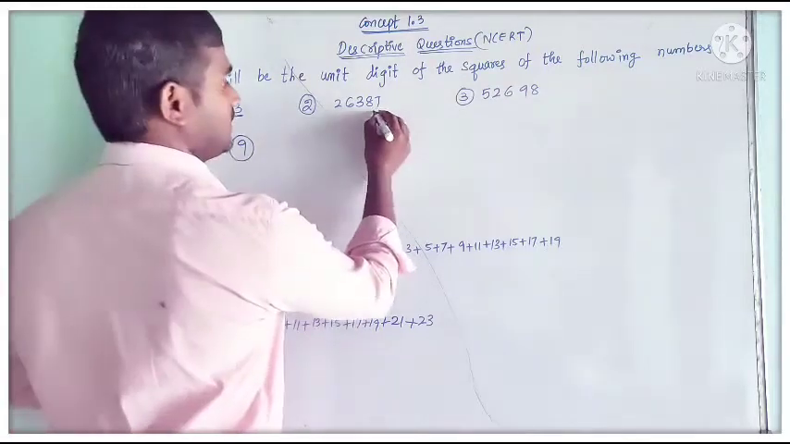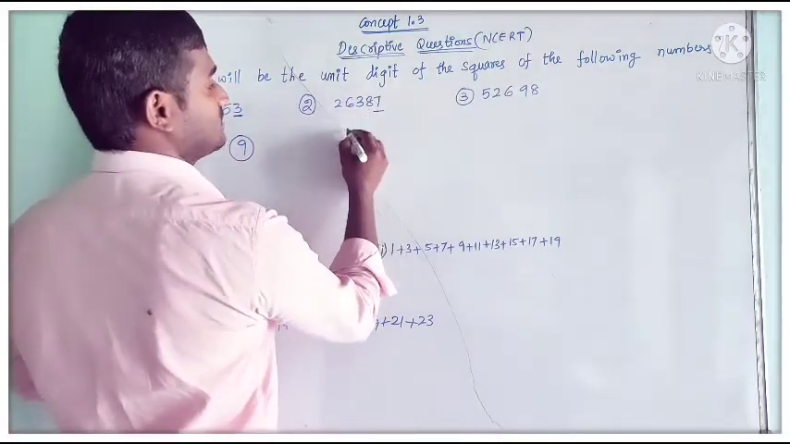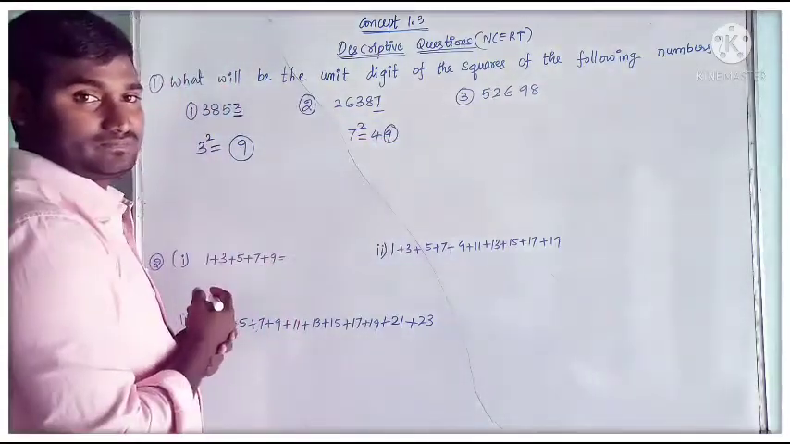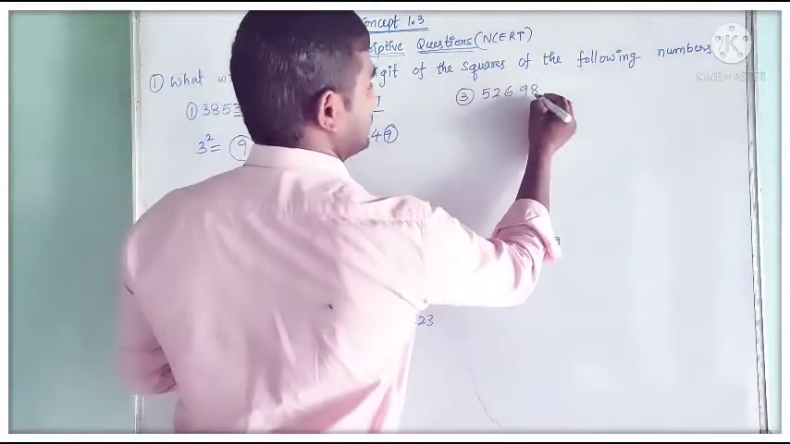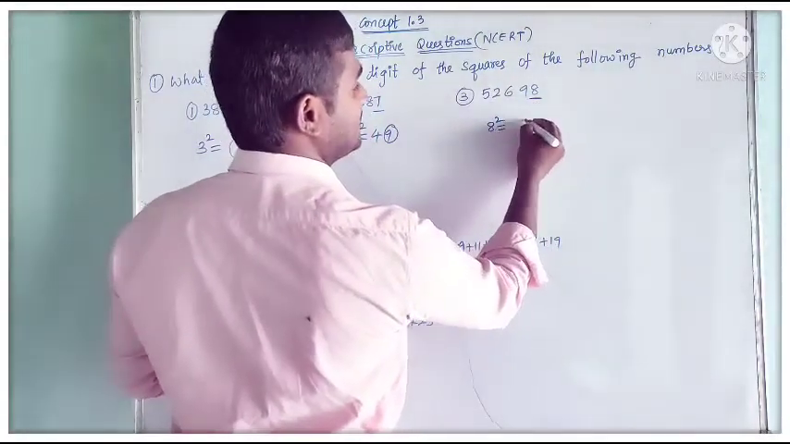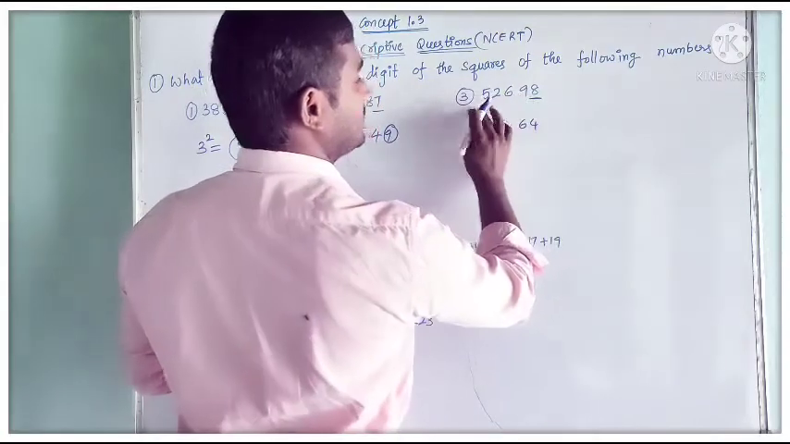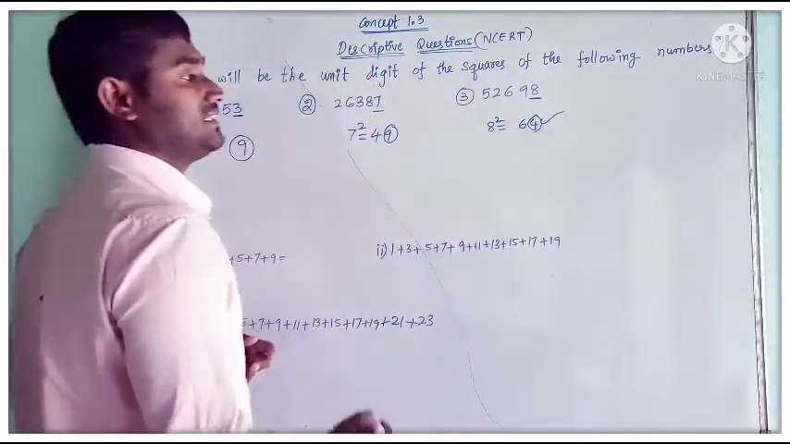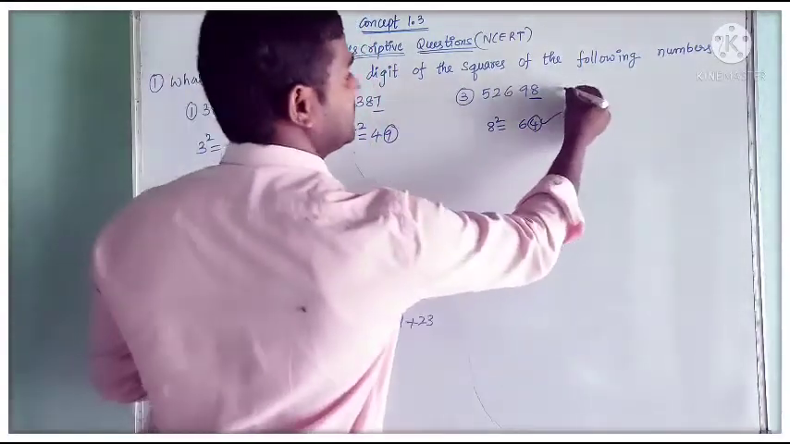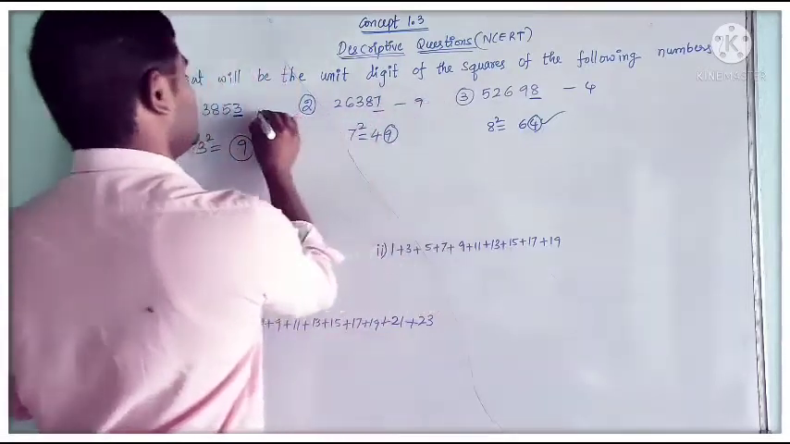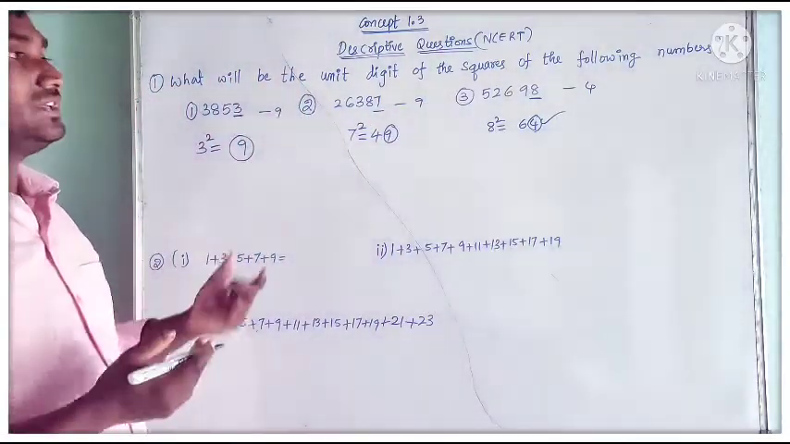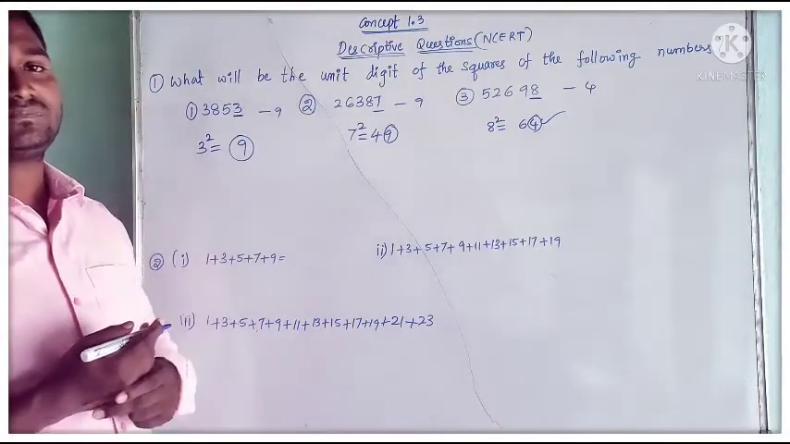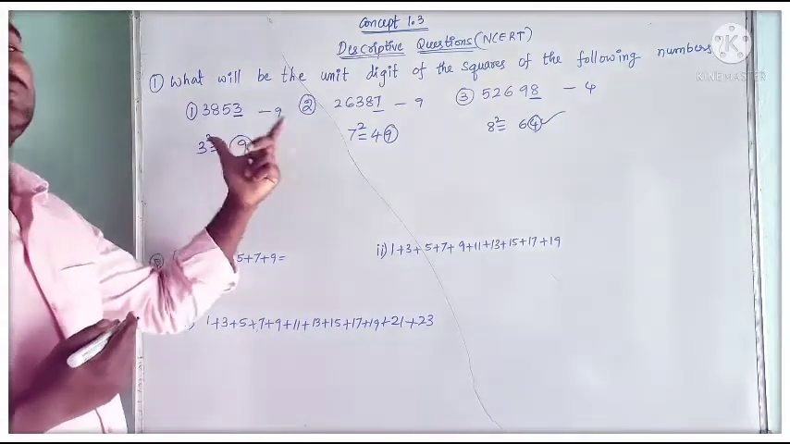Suppose for the next question we take 7. This number ends with 7. So 7 square is how much? 49. So this number ends with 9. And here, what is the unit digit we have? 8. 8 square is 64, so 52,698 square ends with 4 only. This number ends with 4, and these numbers end with 9. If you find the square of the unit digit, you can find the unit digit of the square. In this way we can simplify.